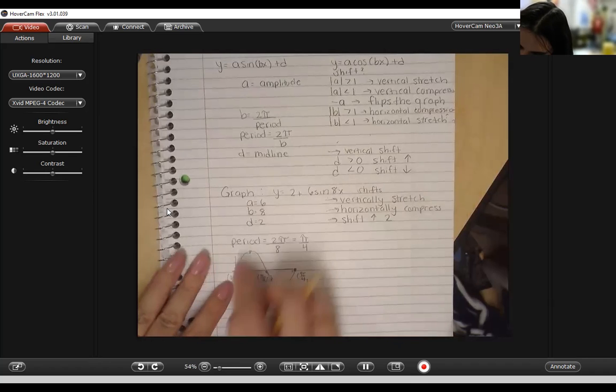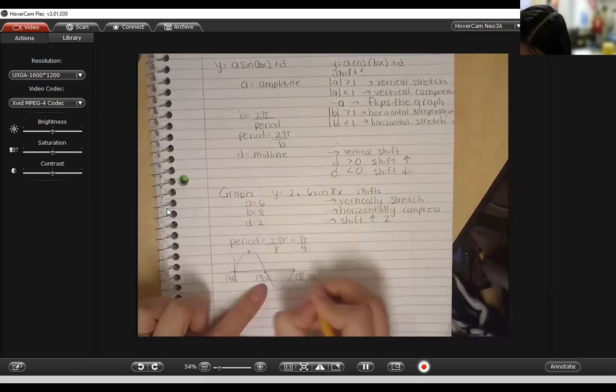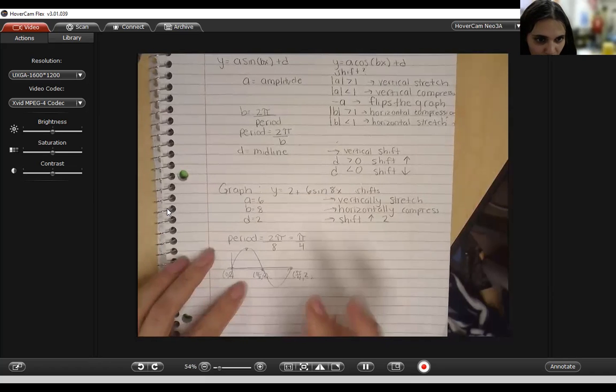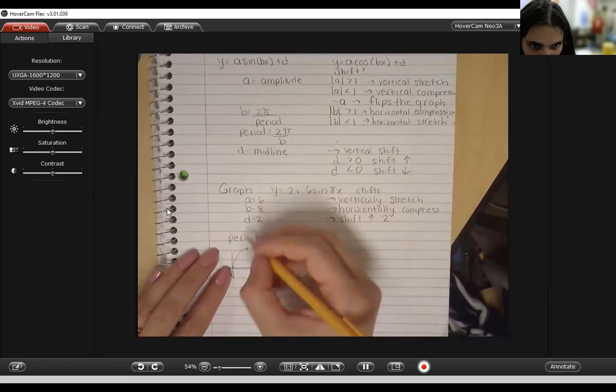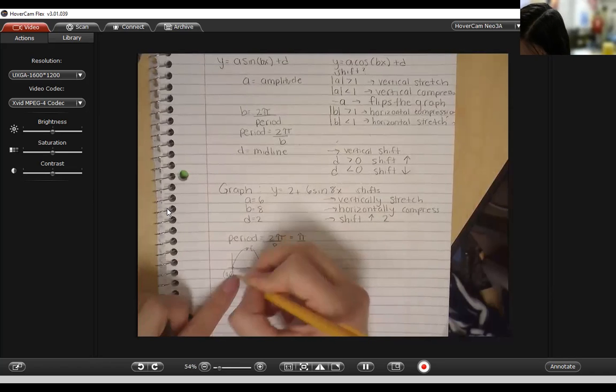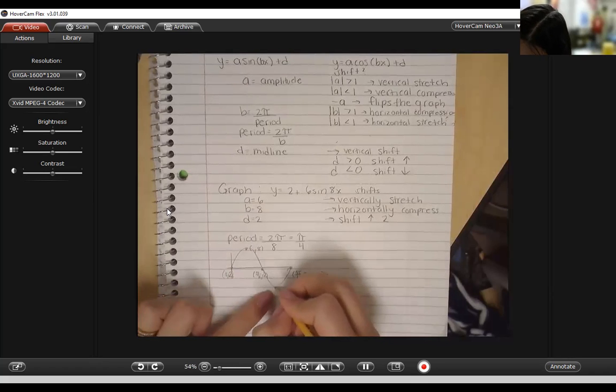This is going to be my midline, which is going to be 2. So this is going to be 0, comma 2, comma 2, comma 2. What do I know? I know that my amplitude goes up 6 for my midline. So my 2 plus 6, my y value is going to be 8 there. Down here, 2 minus 6, my y value is going to be negative 4.